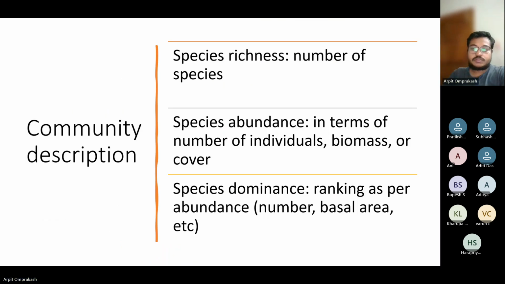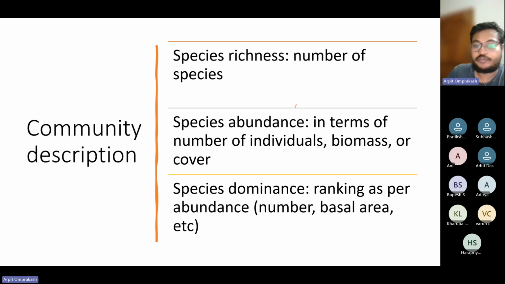Okay. So community description is basically what variables or factors we use to describe a community. So the first thing is species richness, which is basically the number of species that are present in the given community. The second thing is species abundance. So abundance is basically the amount or the number of individuals or the amount of biomass that is present, or the cover, the area covered by the species.